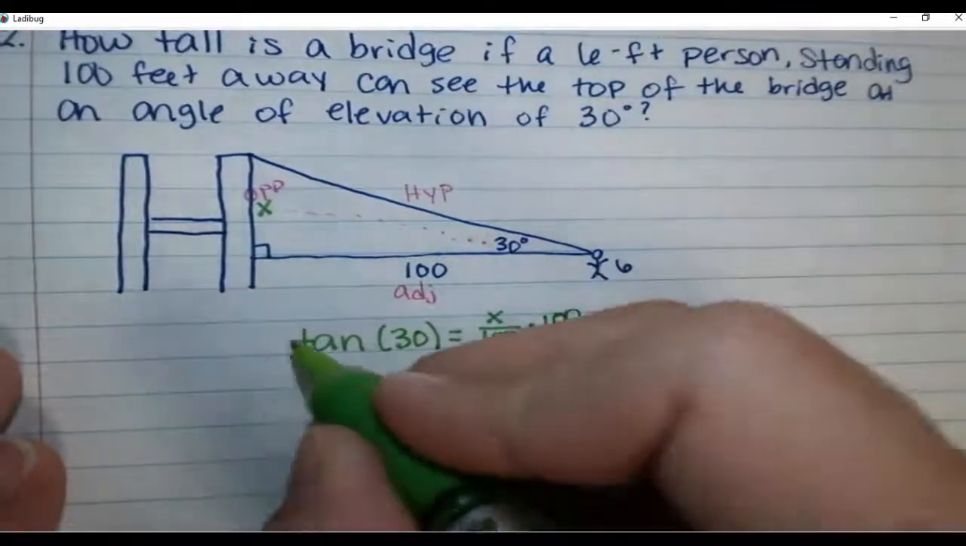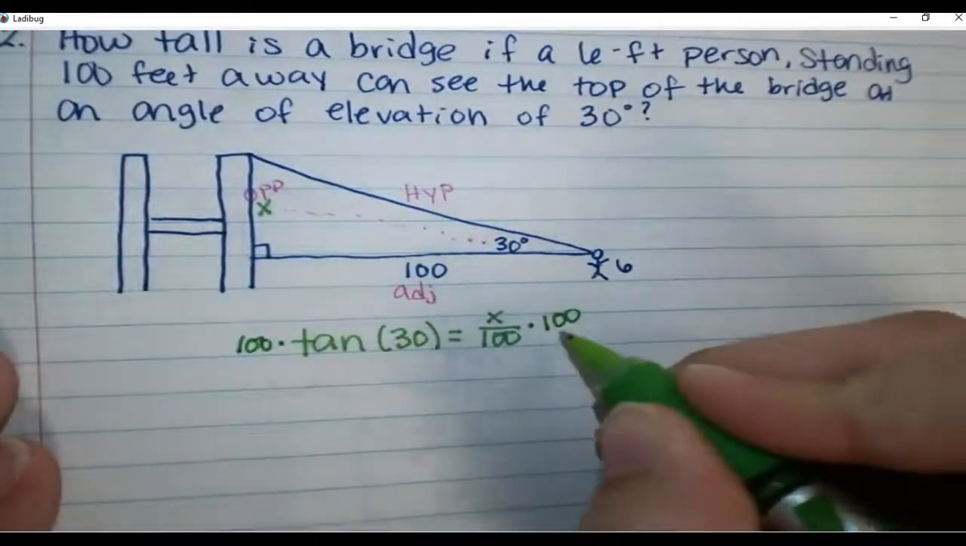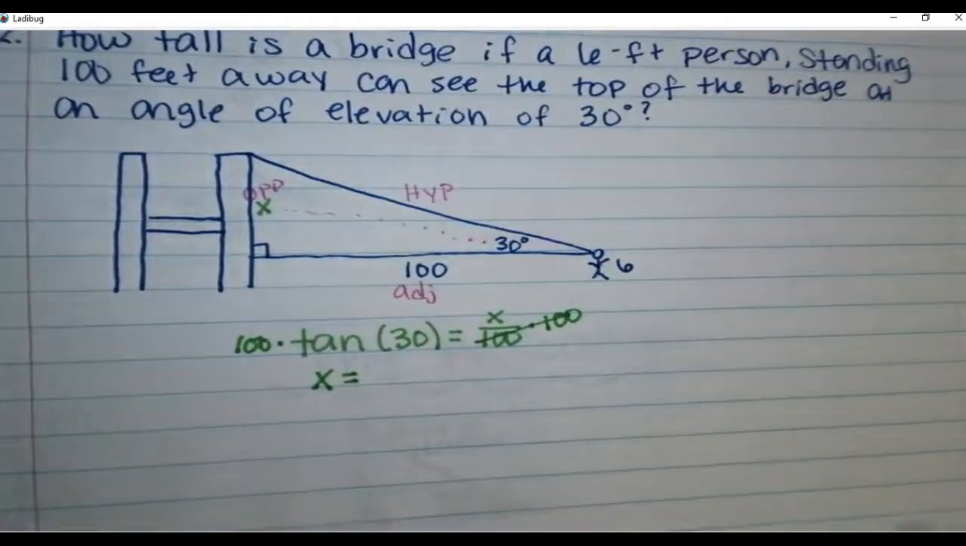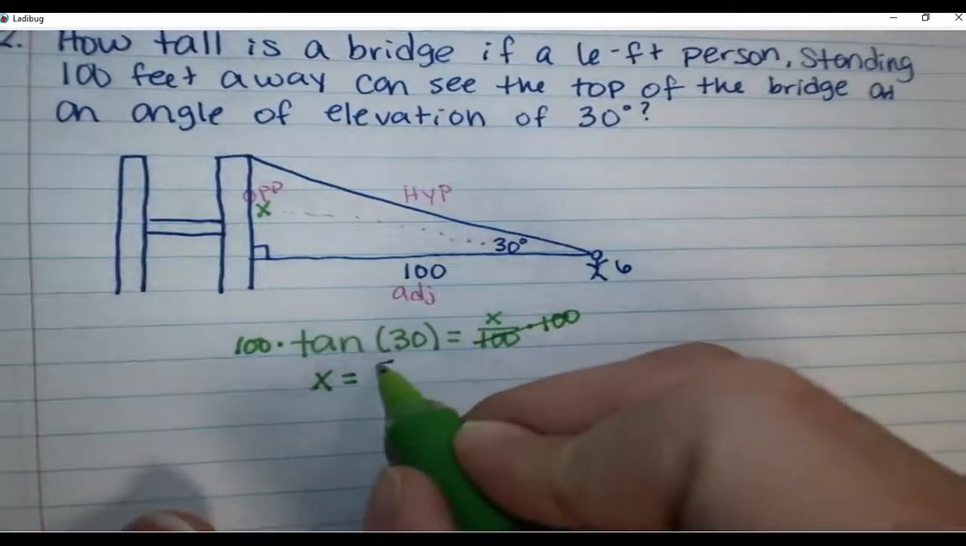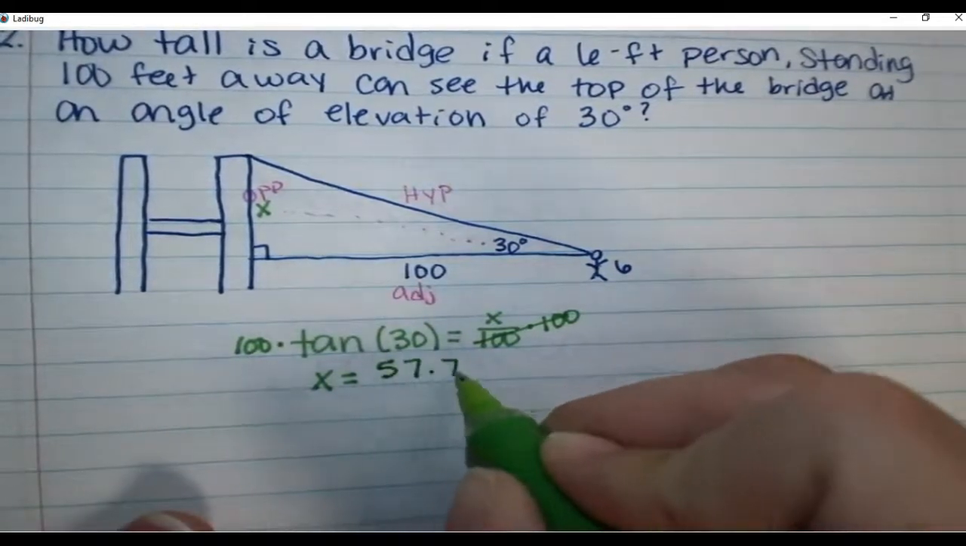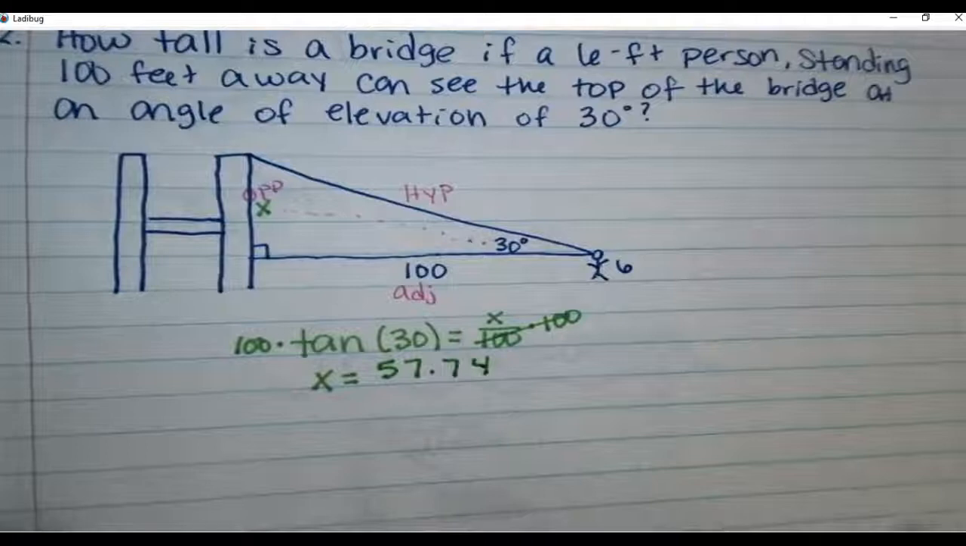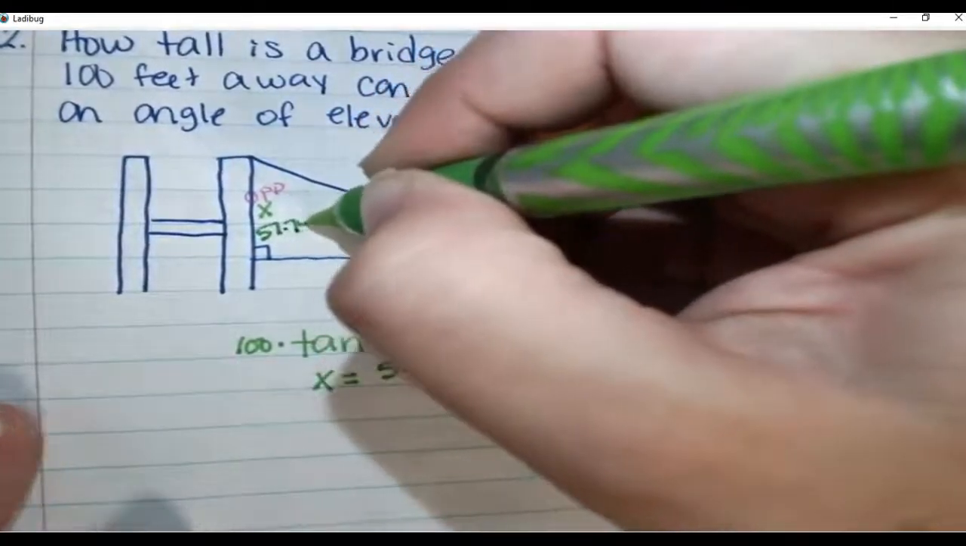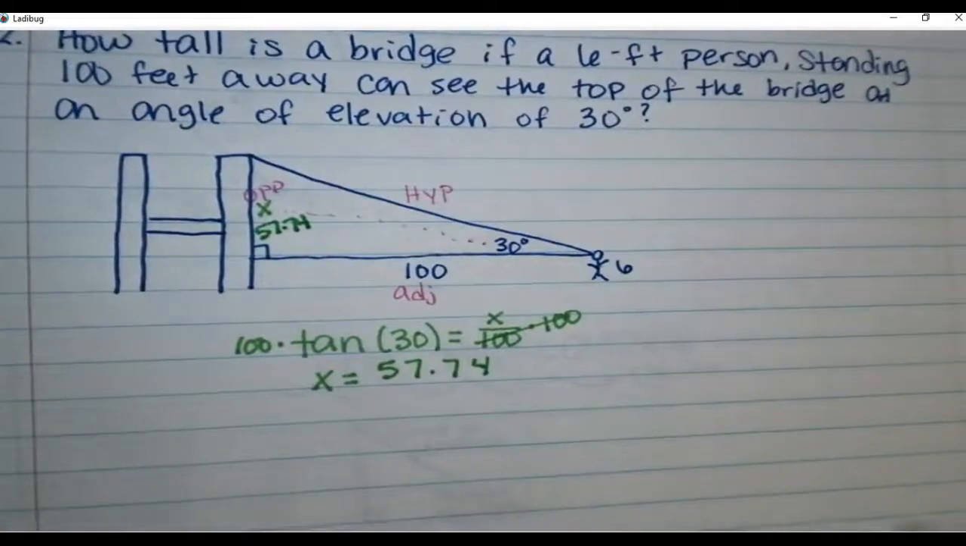Good. Times 100 on both sides. And then we can just type that in our calculator. And we get 57.74. So, is that the height of the bridge? No, why?